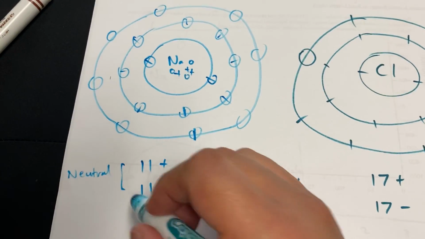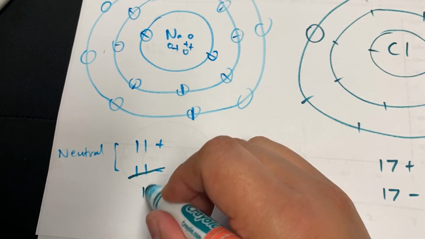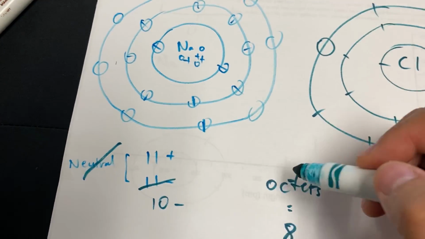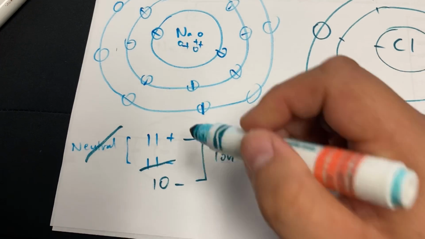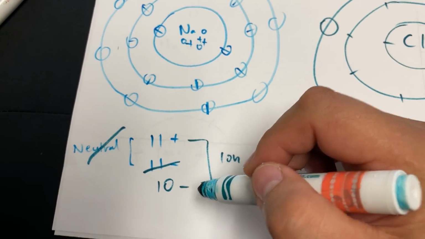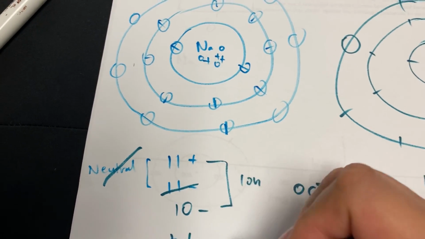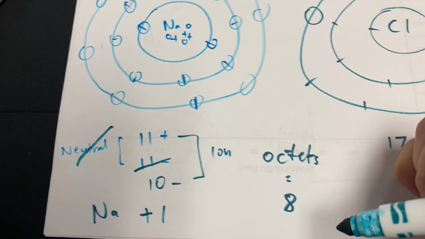And if it loses that 1 electron, instead of having 11 electrons, it goes down to 10 electrons. That means that this is no longer a neutral atom, but what we call an ion. And this is the case because you have 11 positive protons and 10 negative electrons. That adds up to be a positive 1. Sodium tends to form positive 1 ions.